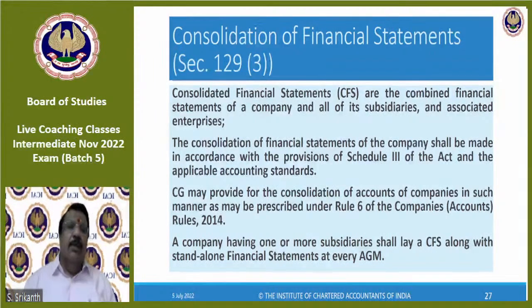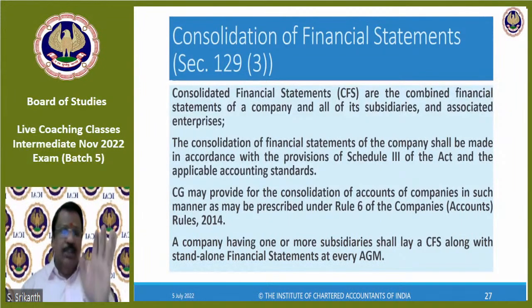For consolidation of financial statements, the Central Government may provide for the consolidation of accounts of companies in such manner as may be prescribed under Rule 6. So, Rule 6 of the Companies (Accounts) Rules you can go through, but you need not know it for the exam.